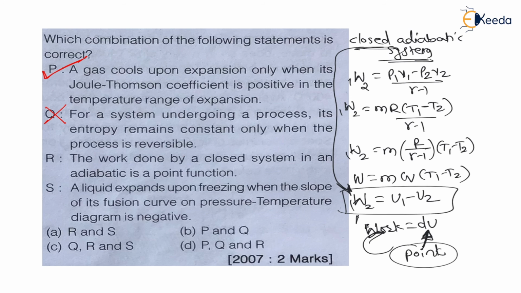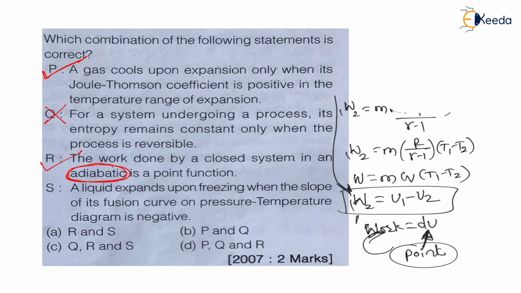Here this statement R is correct because they have mentioned the adiabatic path. Because of this adiabatic work this statement is correct, right? Now let us see statement S, a liquid expands upon freezing when the slope of its fusion curve on a pressure temperature diagram is negative. Yes, correct. You have observed this phenomenon.